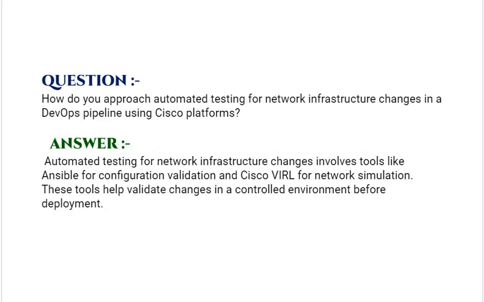Our next interview question is: how do you approach automated testing for network infrastructure changes in a DevOps pipeline using Cisco platforms? Your answer should be: automated testing for network infrastructure changes involves tools like Ansible for configuration validation and Cisco VIRL for network simulation. These tools help validate changes in a controlled environment before deployment.